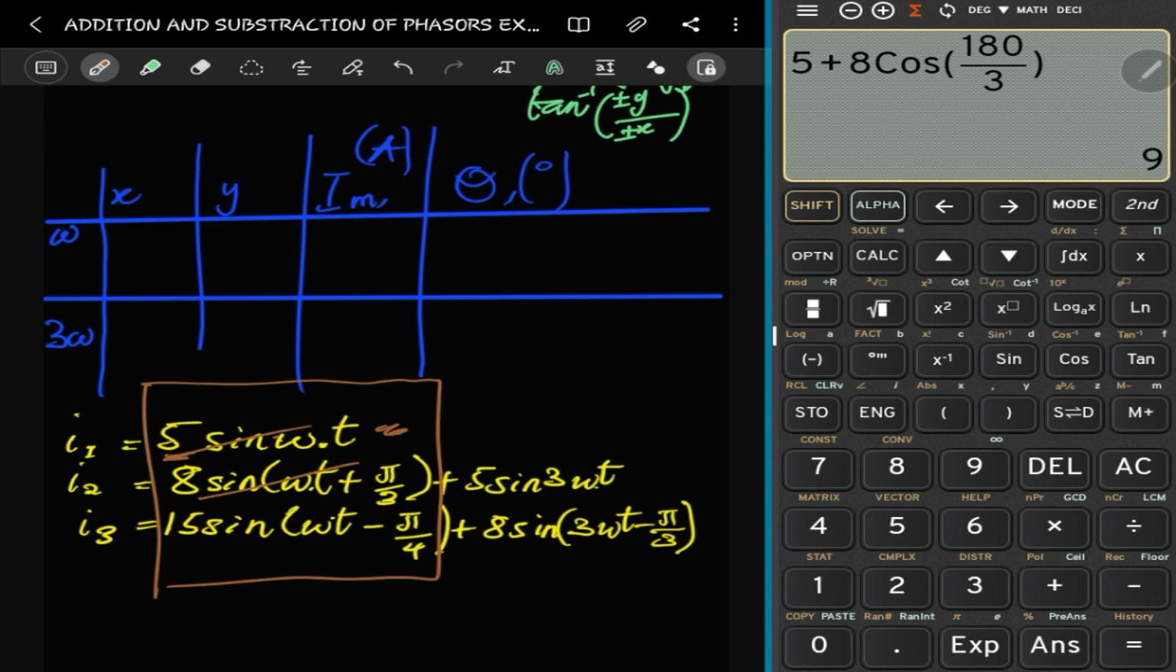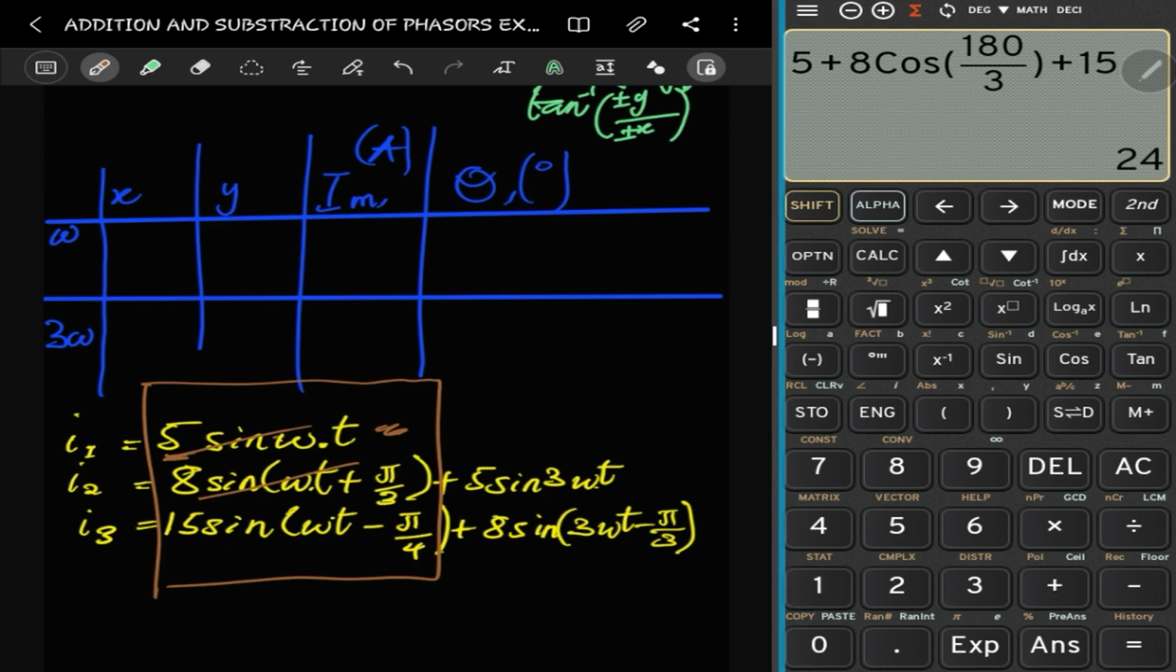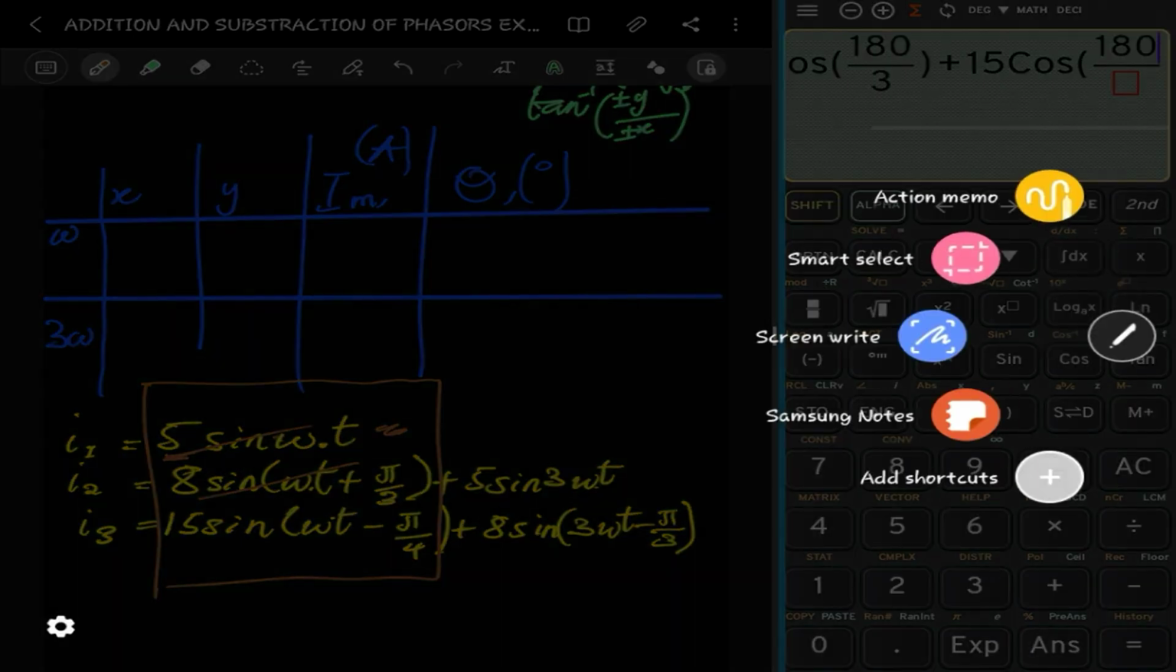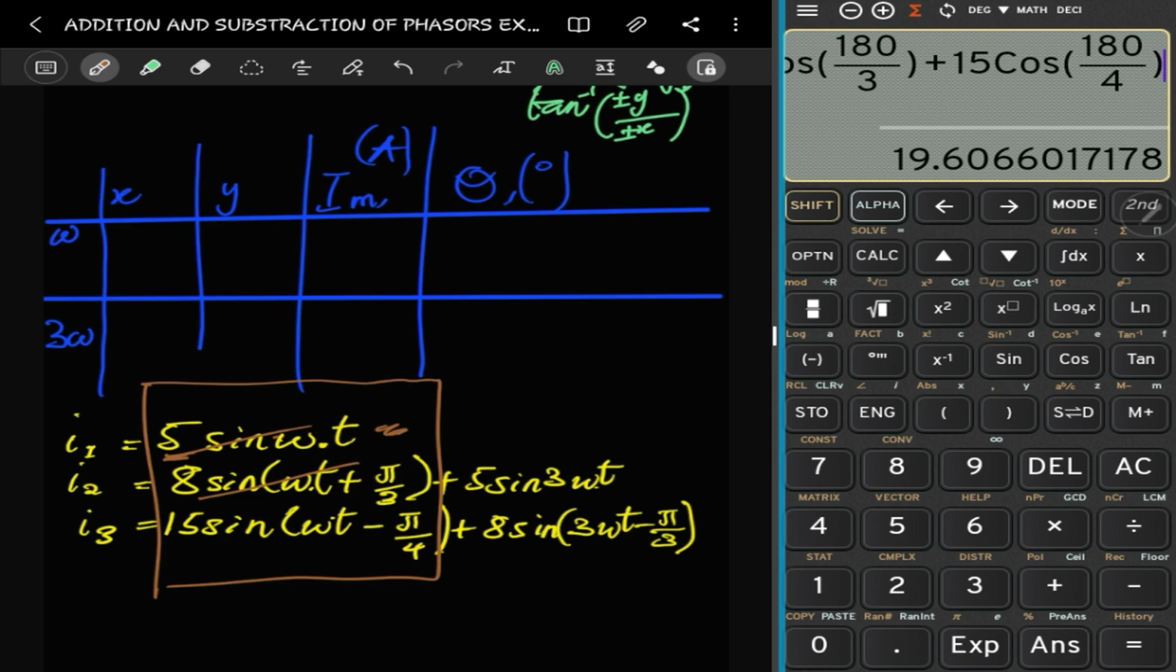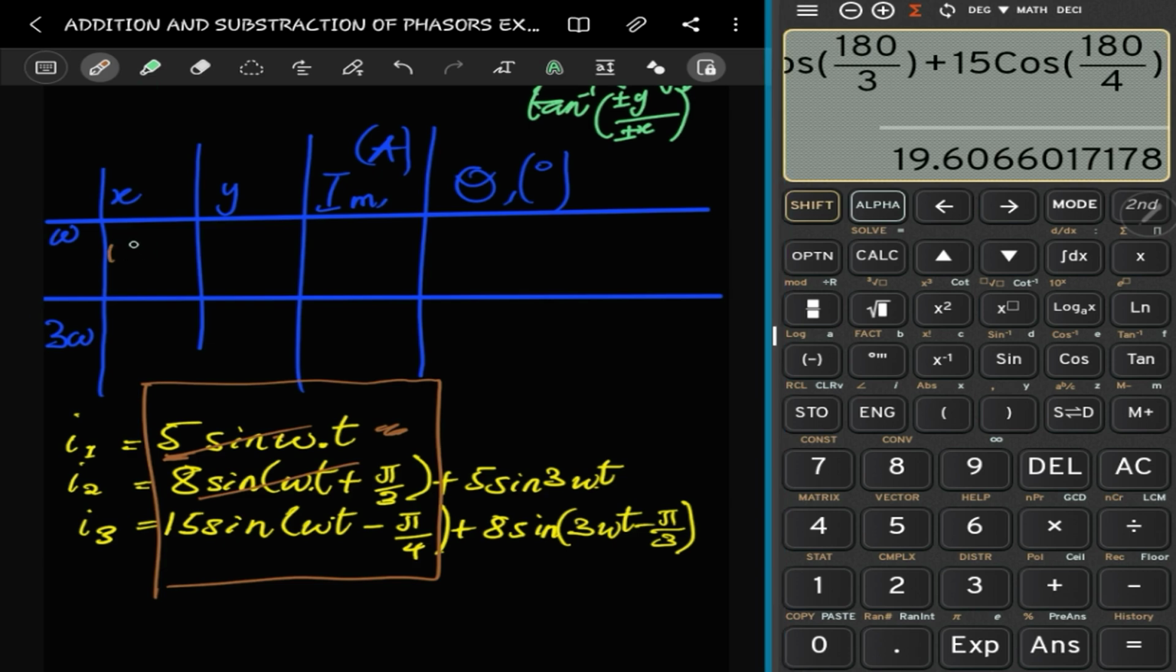We come to this, that's 15 cos, and then what we had there is pi on 4, which is 180 on 4, and this is what it gives us. That's 9. Let's do 4 decimal places. That's 19. Excuse me, I think I'll have to write this a bit small. 19, I'll bring the decimals down. 6066.